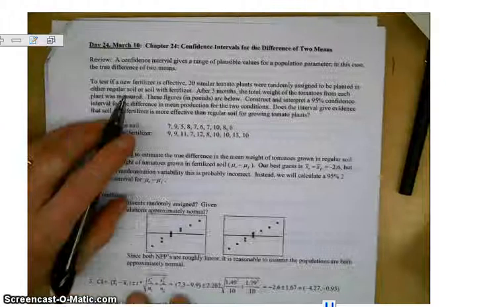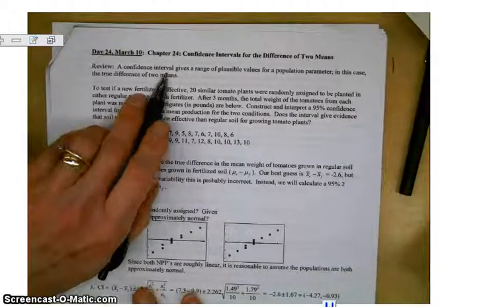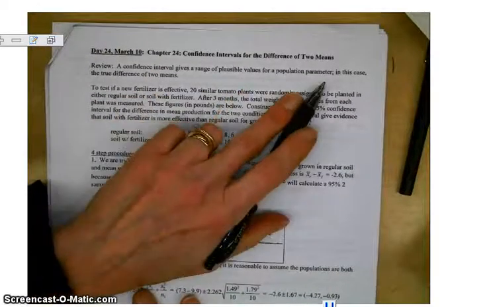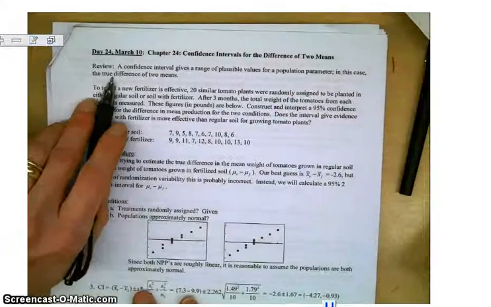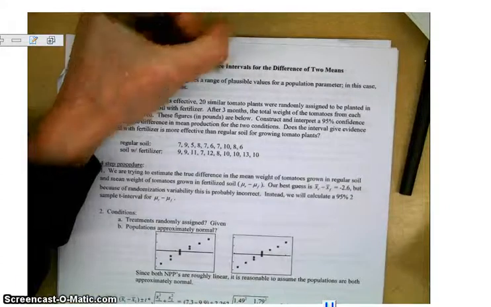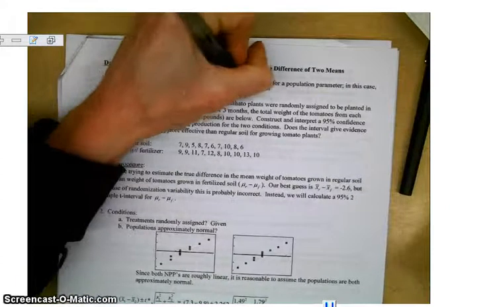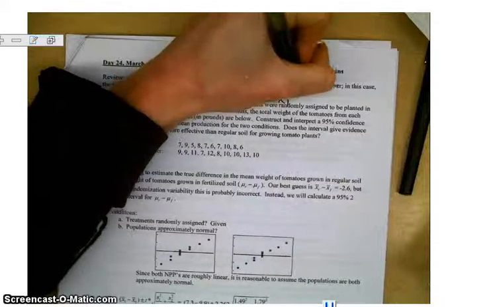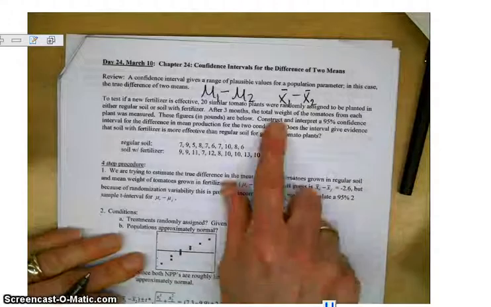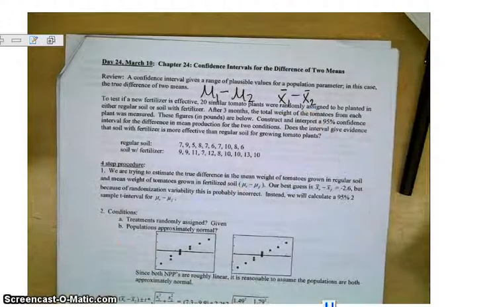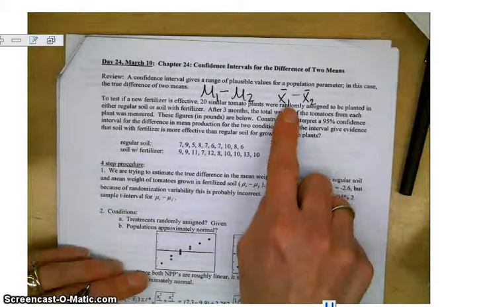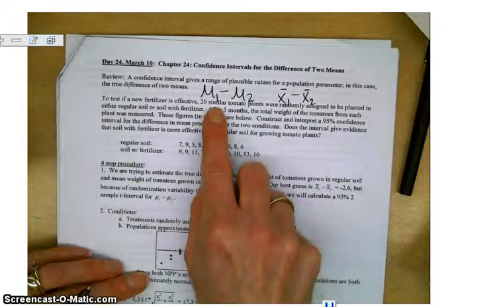So, a confidence interval gives a range of plausible values for a population parameter. In this case, the true difference of two means. So we're looking at mu1 minus mu2, or x bar 1 minus x bar 2. 1 and 2 are simply just because you have two samples. You can make subscripts. These little numbers below are called subscripts.